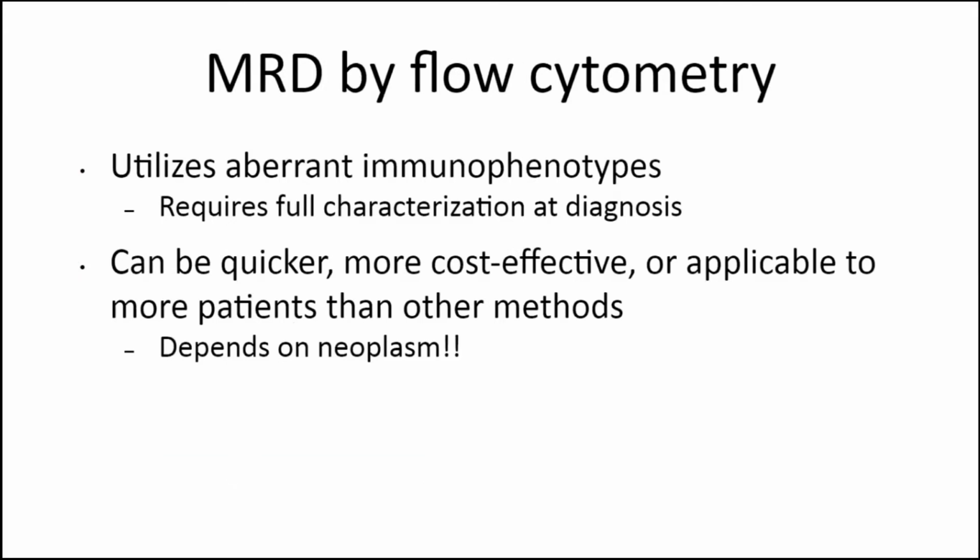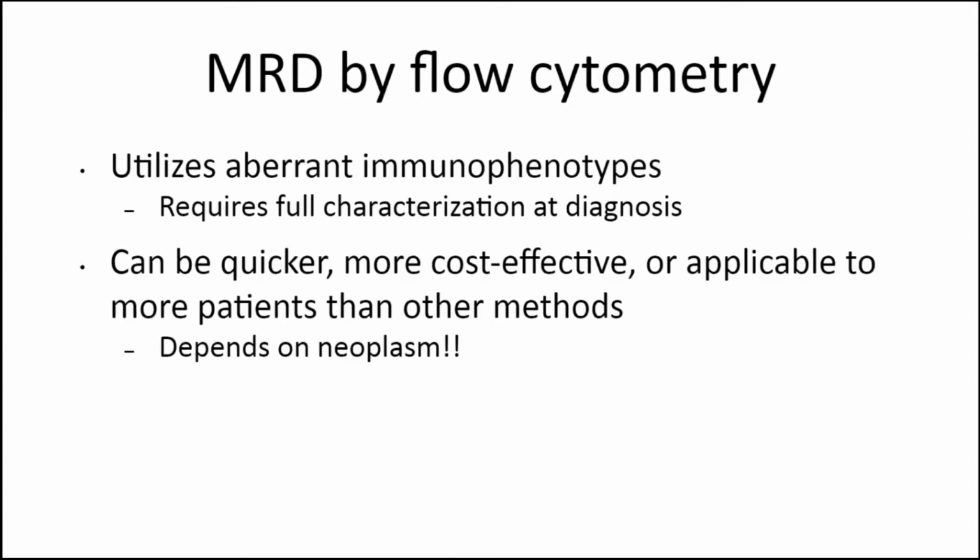MRD testing by flow cytometry uses aberrant immunophenotypes that are identified on a thorough flow cytometric immunophenotyping assay at diagnosis, when the disease burden is presumably high and easy to identify. Flow cytometry can be quicker, cheaper, and apply to more patients than the other methods, but some neoplasms are better suited for the other methods. For example, chronic myeloid leukemia is monitored with PCR of the BCR-ABL transcript, which is specific and sensitive to 0.01%.